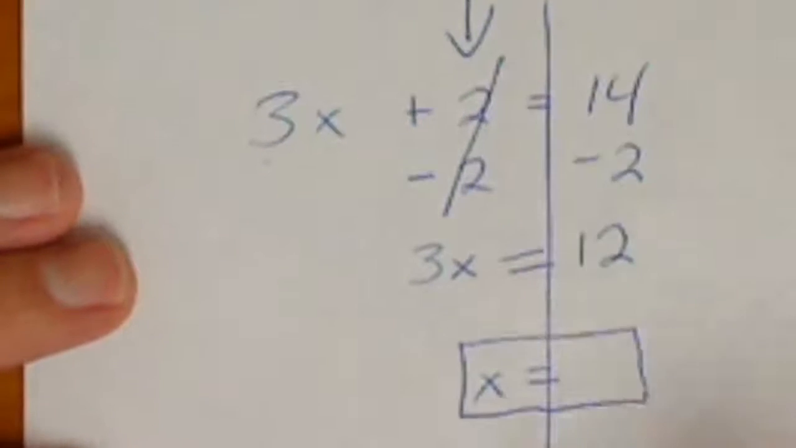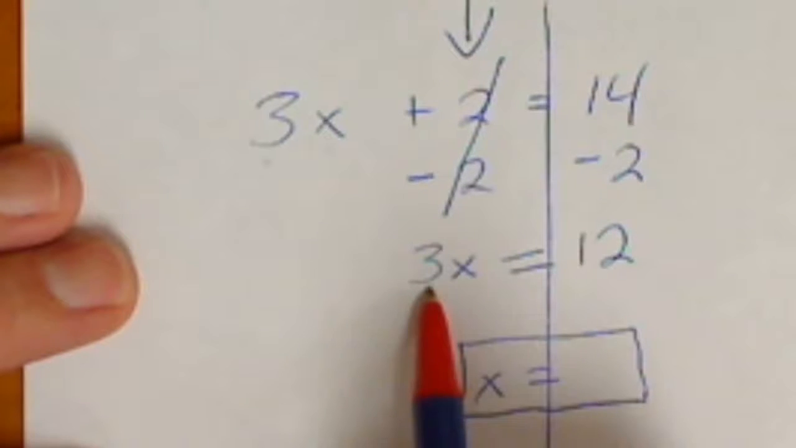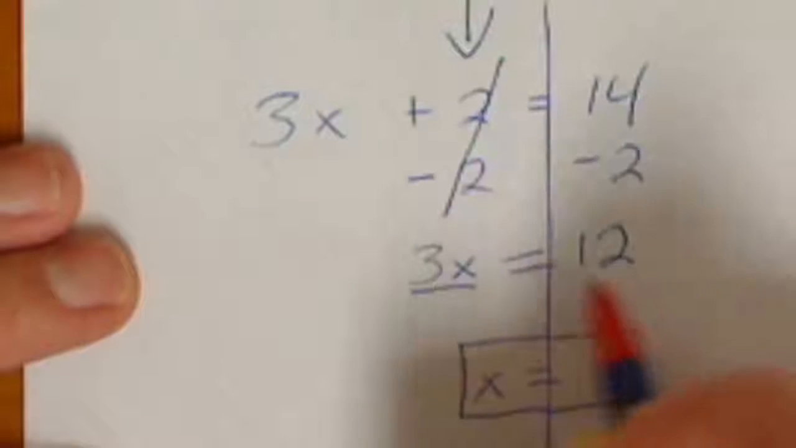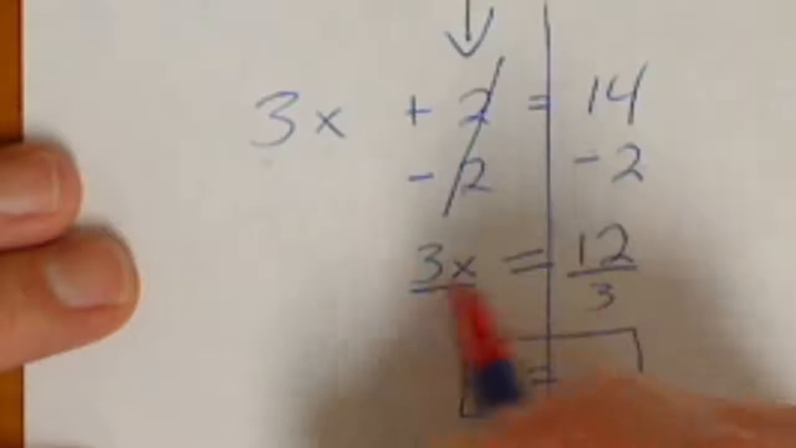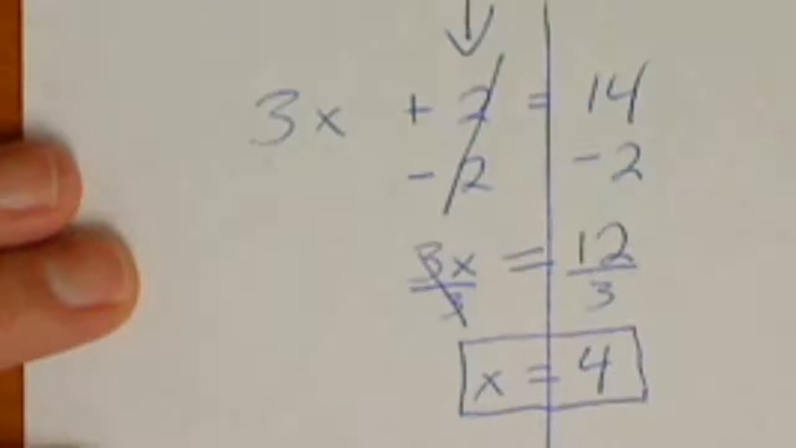Now we're down to a one-step equation that says 3 times x equals 12. We've got to move the 3. So what's the opposite of multiplying by 3? Dividing both sides by 3. They cancel, and x equals 3 goes into 12, 4 times, and that's it.